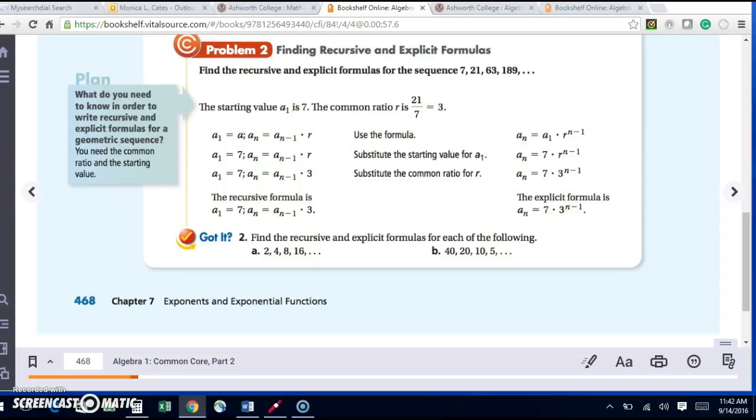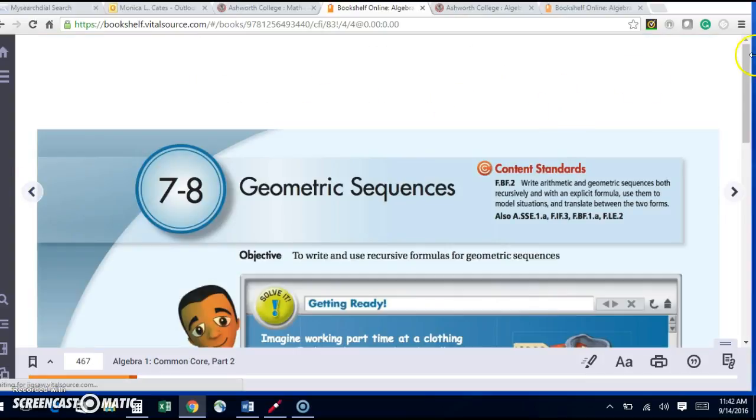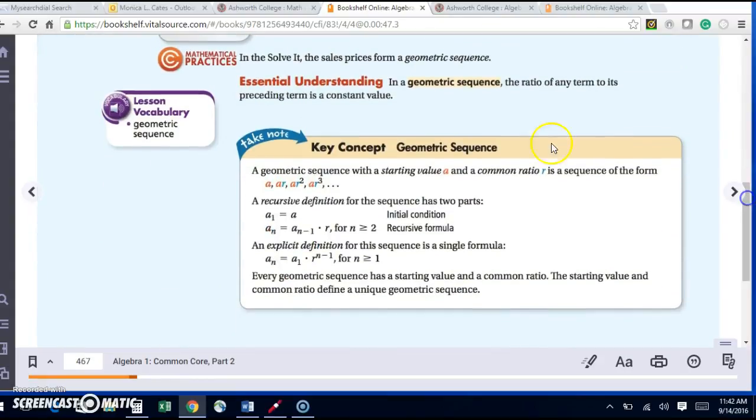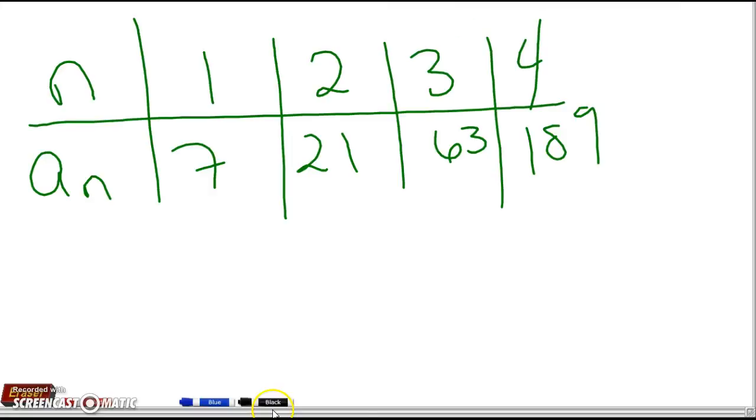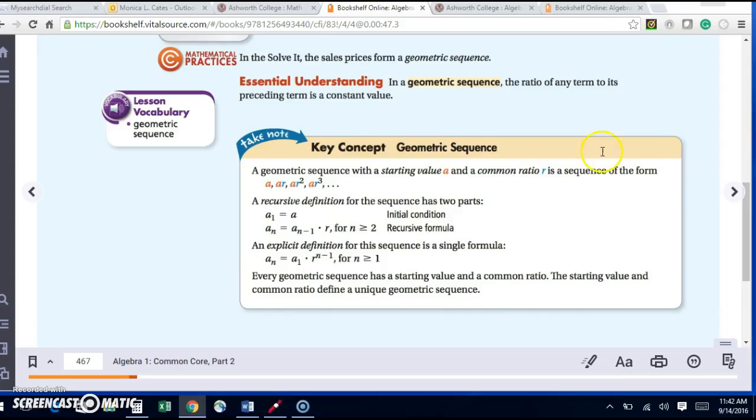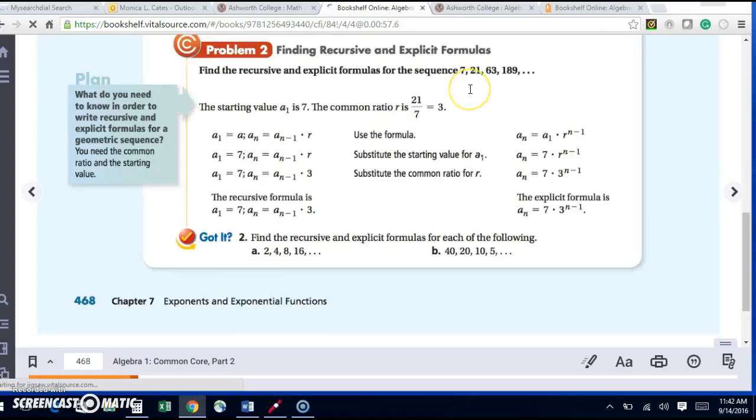And so the formula they gave to us on the very first page, which is a sub n equals a sub n minus 1 times r. And all we have to do is plug in our a sub 1 because we have to let everyone know what our first term is. And we have to plug in our r value.